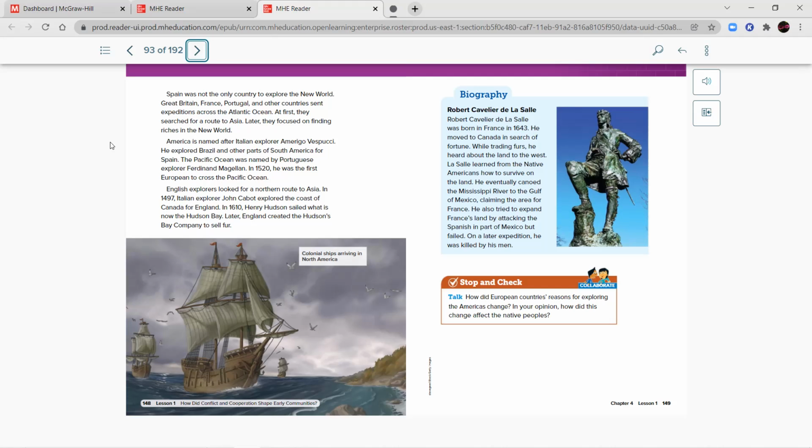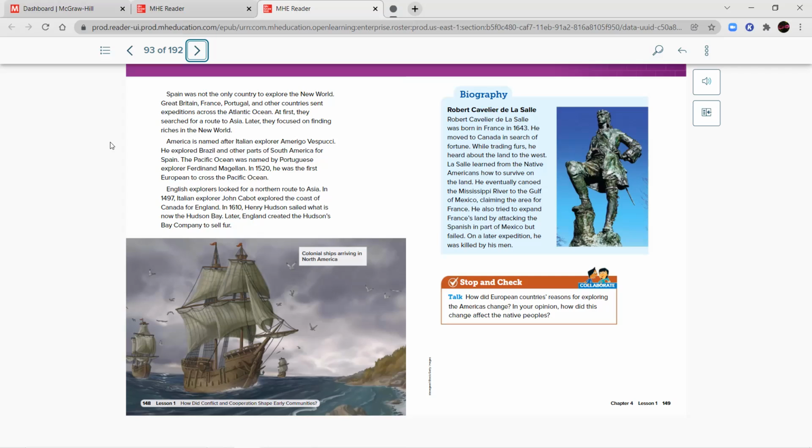The Pacific Ocean was named by Portuguese explorer Ferdinand Magellan. In 1520, he was the first explorer to cross the Pacific Ocean. English explorers looked for a northern route to Asia. In 1497, Italian explorer John Cabot explored the coast of Canada for England. In 1610, Henry Hudson sailed what is now the Hudson Bay. Later, England created the Hudson's Bay Company to sell fur.